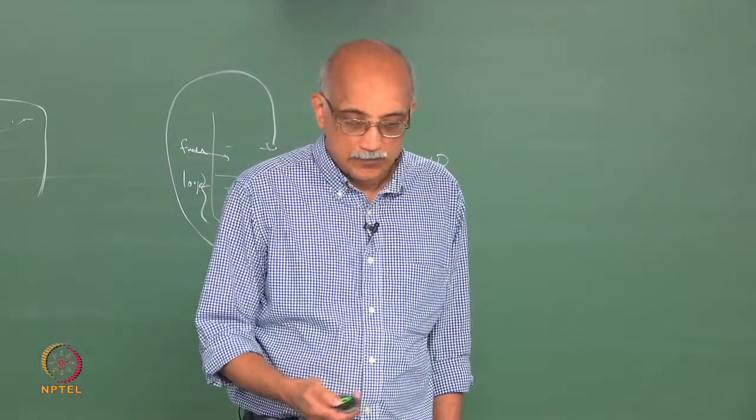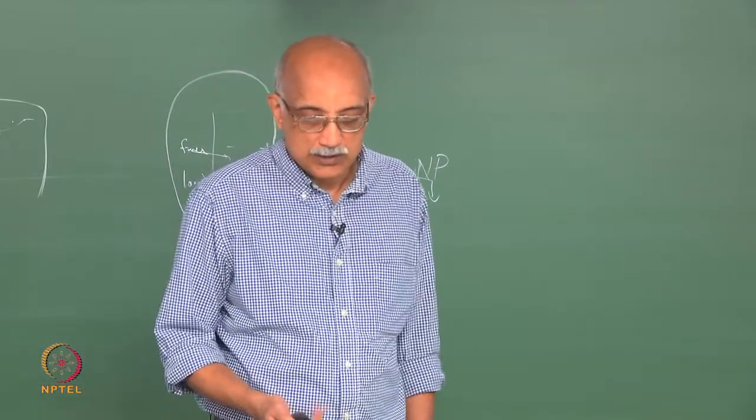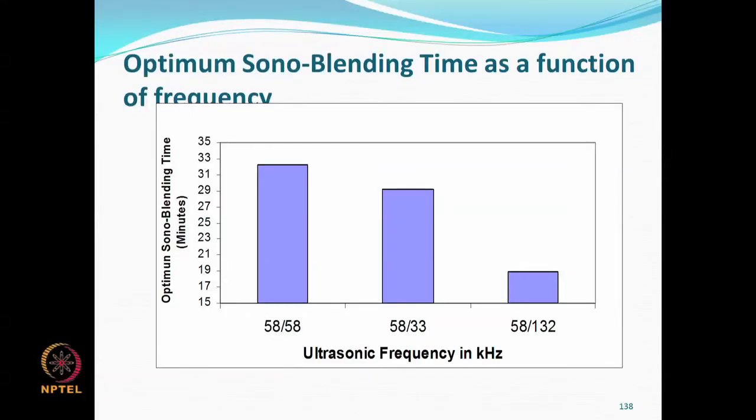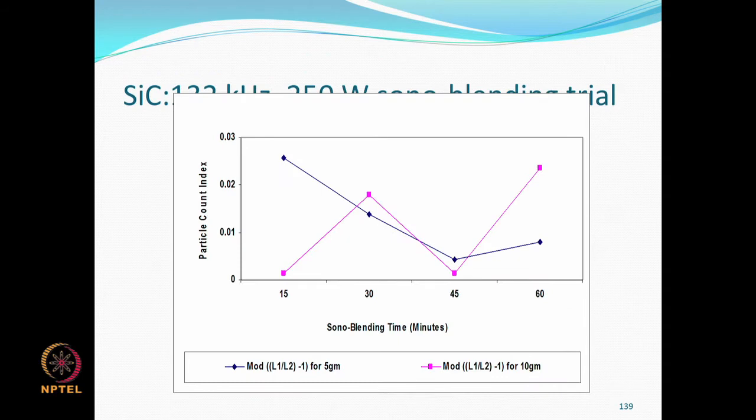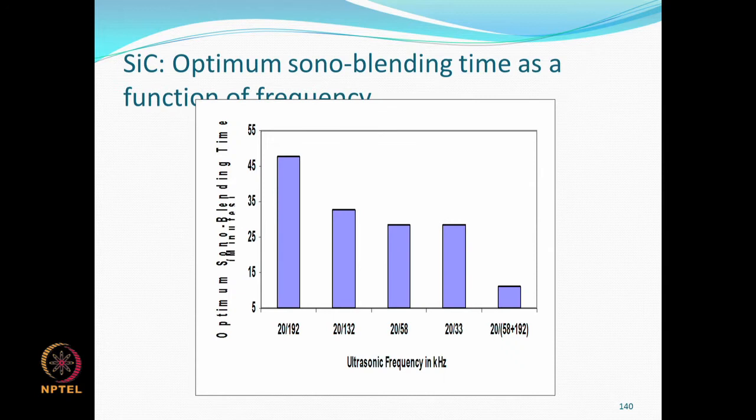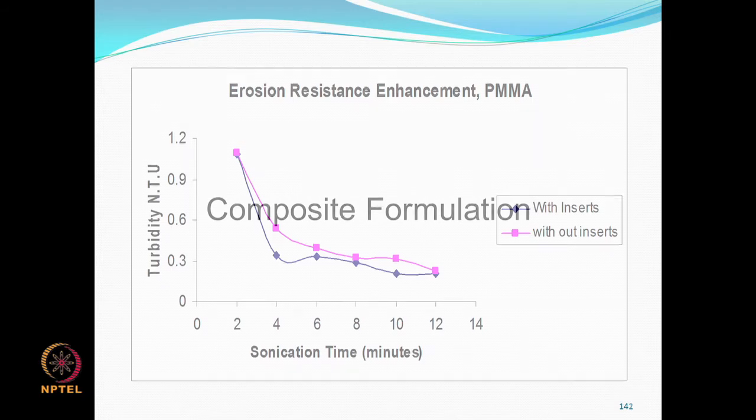And this is again more data for different particles. Basically what it suggests is that clearly the combination of 58 kilohertz for synthesis and 132 kilohertz for blending gives us the best results that we are looking for. Just another way of plotting the data, which again reinforces the same conclusion. And so let us skip this.